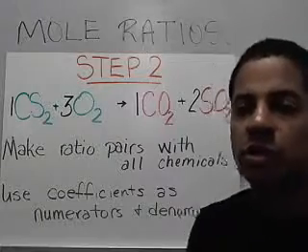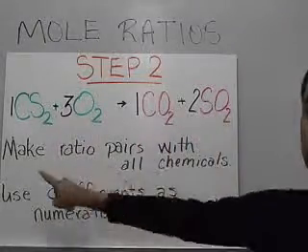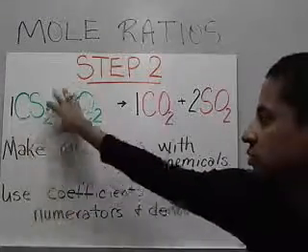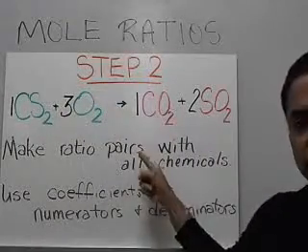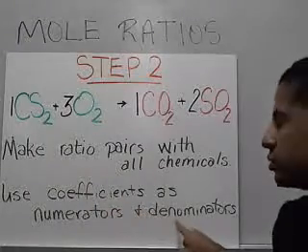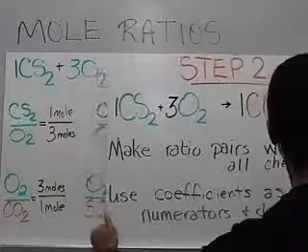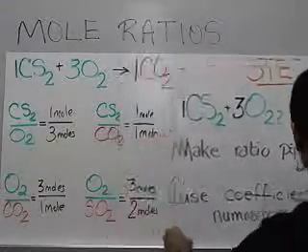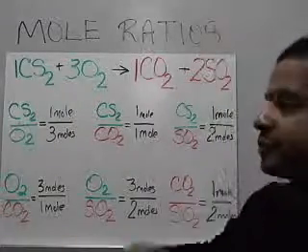So in step 2, we have our balanced equation here. In step 2, we're going to make ratio pairs with all the chemicals. Each chemical here will pair up with each of the other ones. And then we use the coefficients as numerators and denominators. So let's see what this looks like.